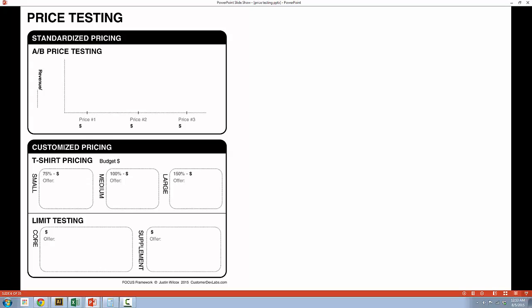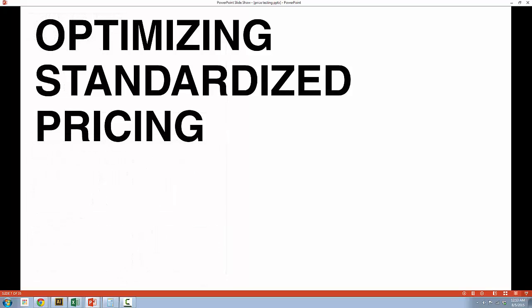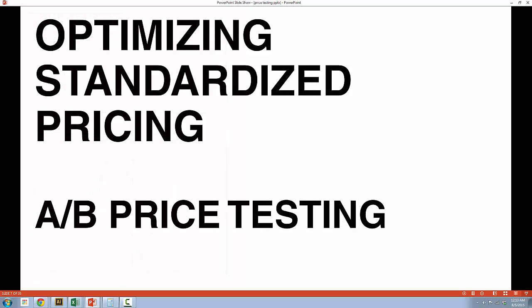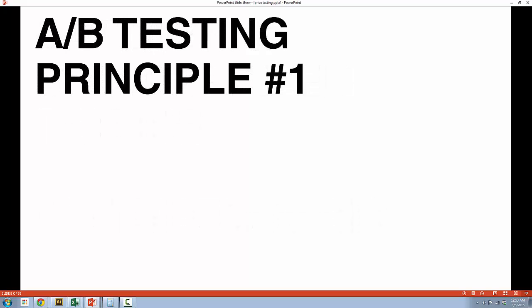So you'll see in your price testing worksheet, there's the standardized pricing on the top and the customized pricing on the bottom, and you're going to pick the one that makes the most sense for you. So we're going to start with standardized pricing. You can see that the strategy for optimizing your standardized pricing is A/B price testing. So we're going to call on our earlier currency optimization strategies, namely our currency A/B testing optimizations. And we're just going to go over those principles real quick just to remind you what's going on here.